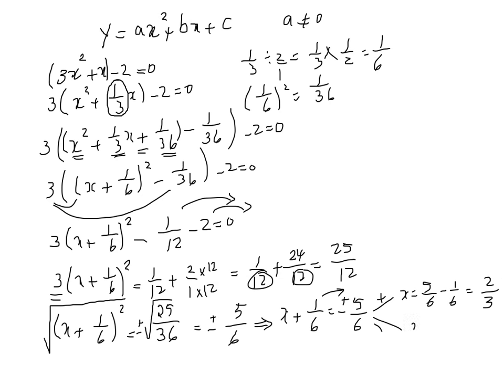Or I can take the negative. So I get x is negative 5 over 6 minus 1 over 6, which is negative 6 over 6, which is negative 1. So the roots are 2 over 3 and negative 1.